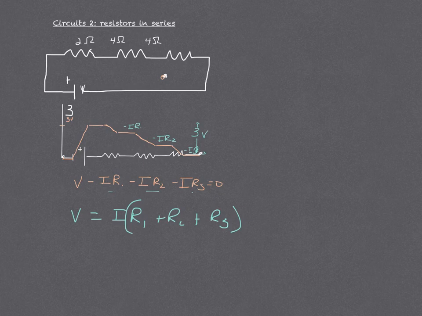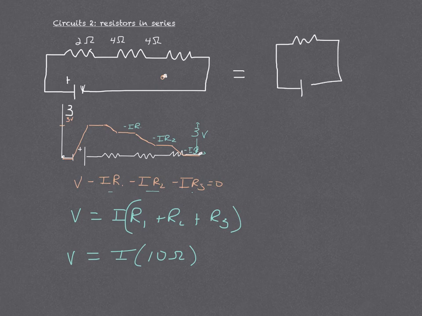If we were to actually just take the numbers for our resistors and add them all up, R1 plus R2 plus R3, we'd have 4 plus 4 plus 2. So we have I times 10 ohms, all right? What this is saying is this circuit is equal to a circuit that has one 10 ohm resistor. And that's called the equivalent resistance.